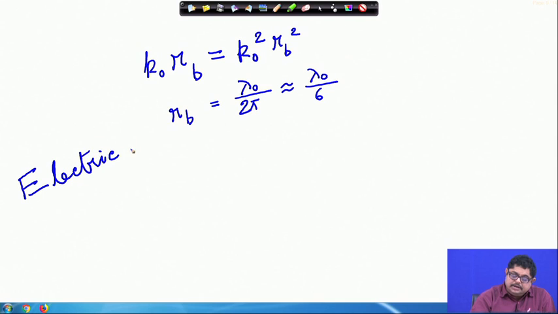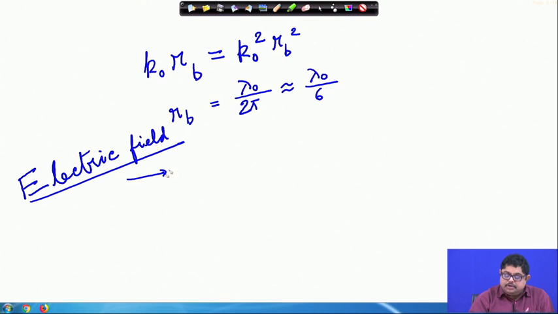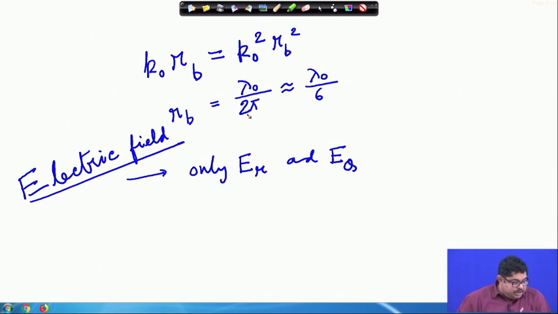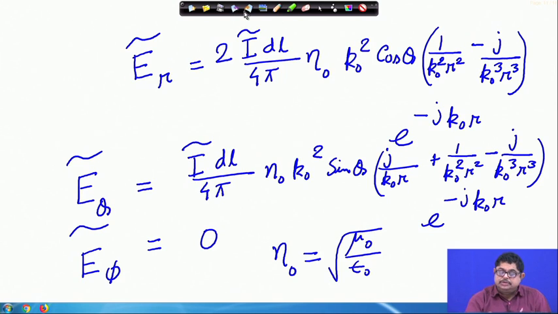Now, let us come to look at electric fields more closely. The electric field has only two components, namely E r and E theta. It does not have any phi component. If we look at this E r component, you see it does not have any 1 by r term. It has 1 by r square term, 1 by r cube term. E theta component has a 1 by r term. It also has r square term, r cube term.